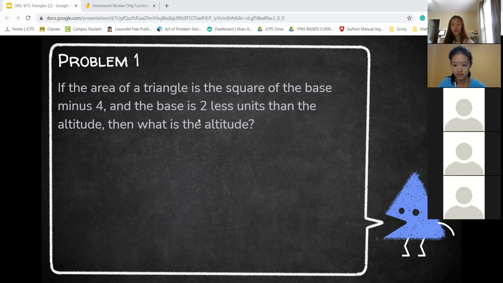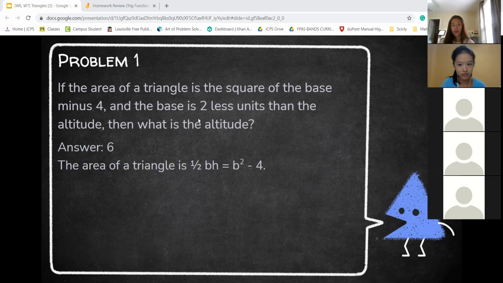I guess I'll just go over it now. This might have been a little harder than the ones we've already done. So the answer is 6. So I'll just write it out.